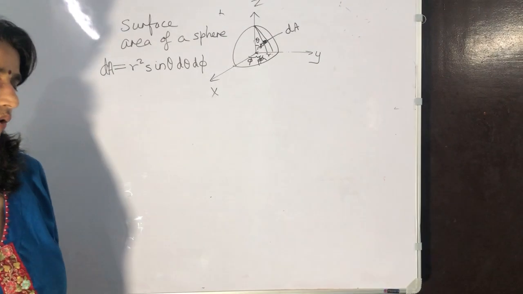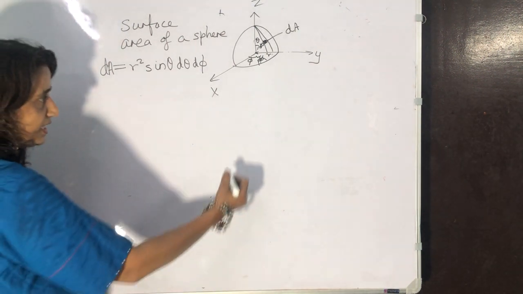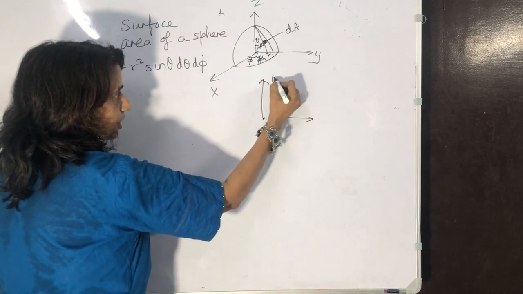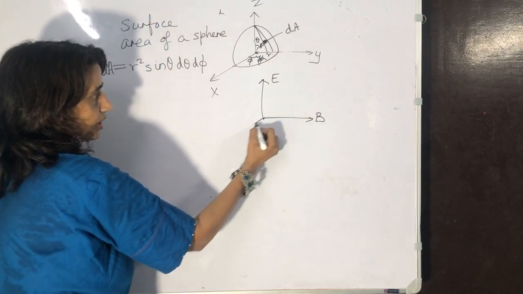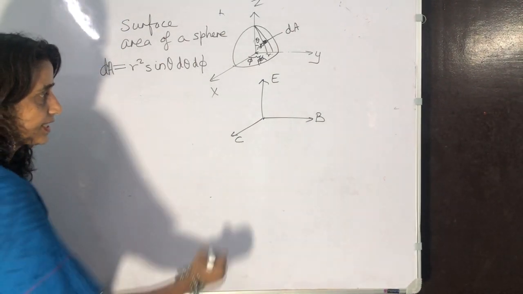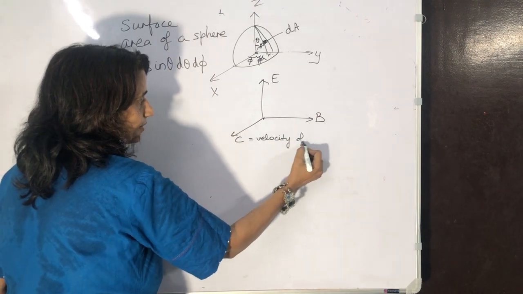Right? Now, electromagnetic wave. That means a wave which is having electric field components and magnetic field components, perpendicular to each other. Velocity of light. C here is velocity of light.